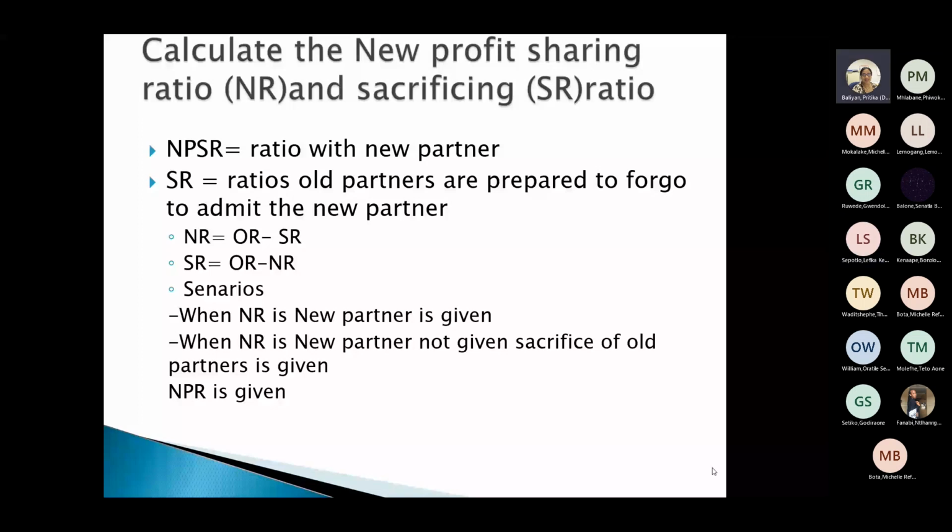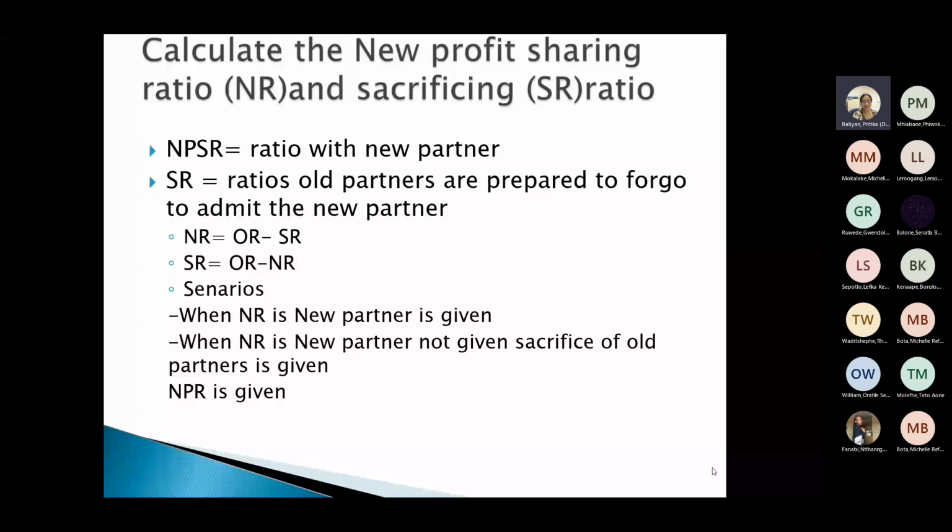As I said, I was getting 1000 pula profit as my partner proportion. But since the new partner joined the business, my proportion is now 900 instead of 1000. So I sacrifice 100 pula, or expressed as a percentage, 10%. So my sacrifice ratio is 10%. I'm losing, and that is called sacrificing.